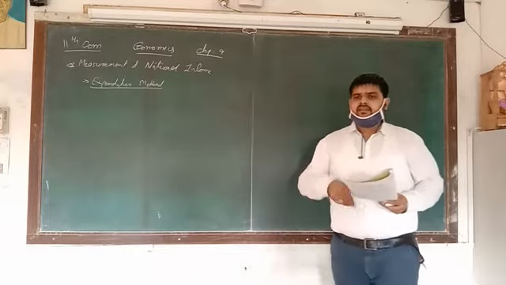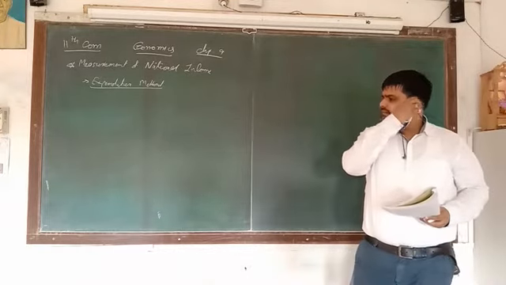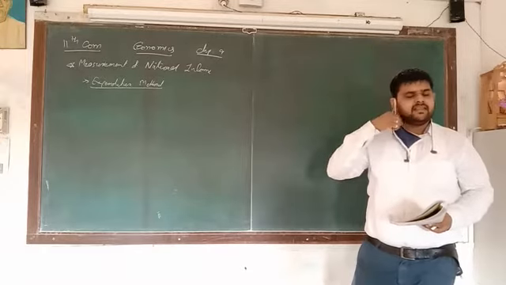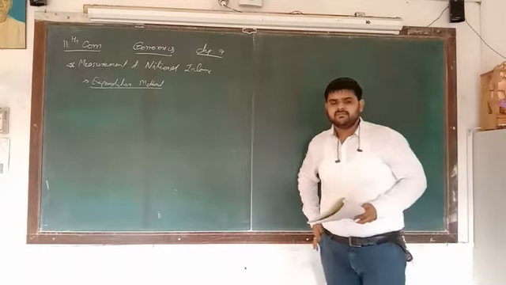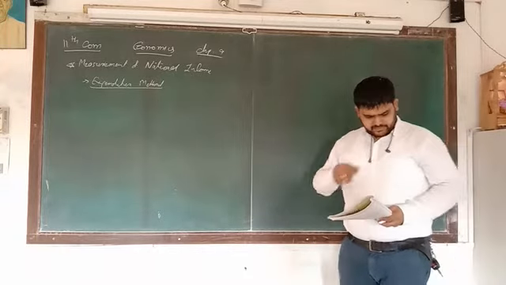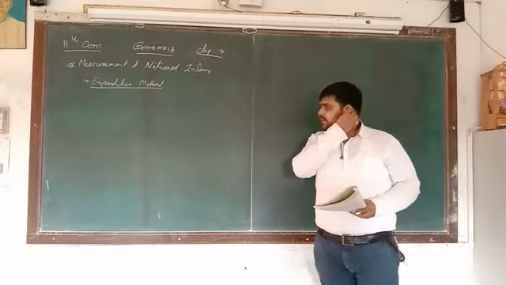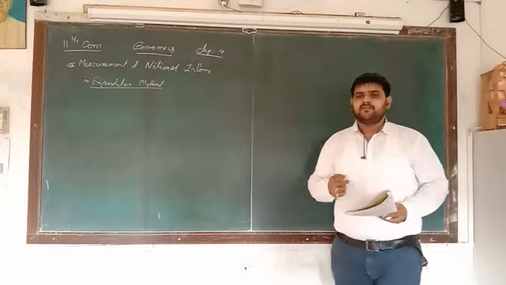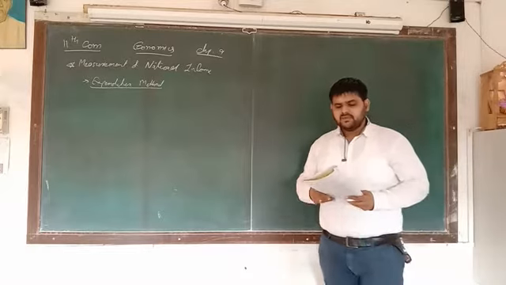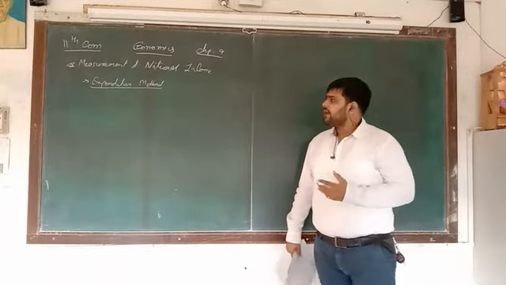In the last lecture we completed measurement of national income, and in measurement of national income there are three types. Number one, on the basis of income. Number two, on the basis of production. And number three, on the basis of expenditure.